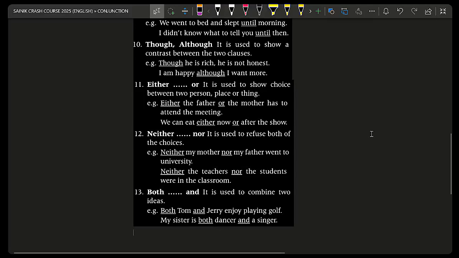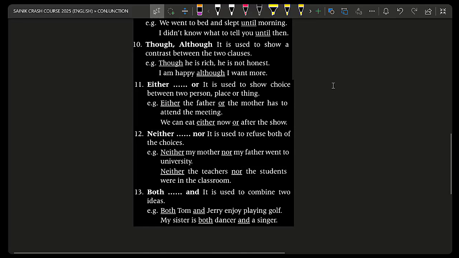Yes, Vishnu, any doubts? Sir, is the a conjunction? Come again. Sir, is the a conjunction? The, right? Yes, sir. Yeah, that one is an article. A and the are articles, we'll discuss them. It's an article, it's not a conjunction.